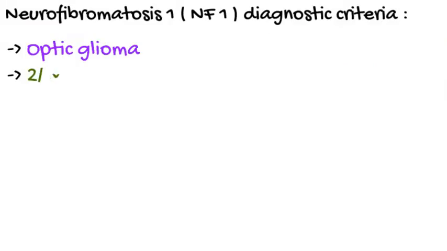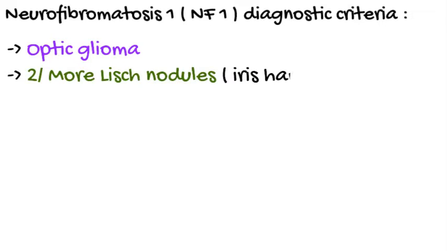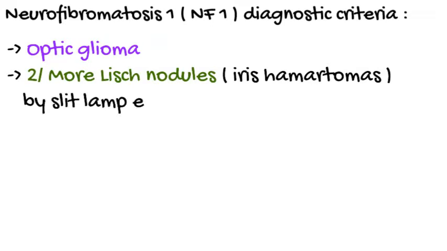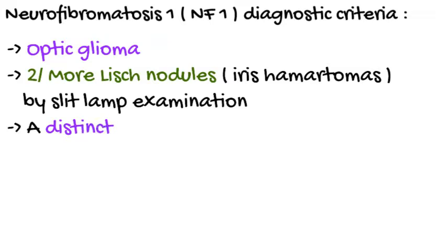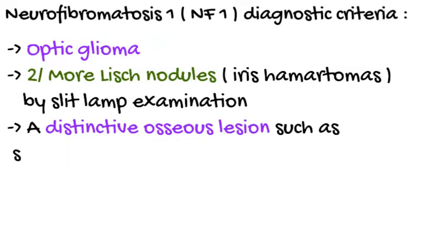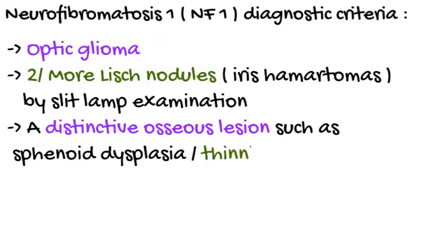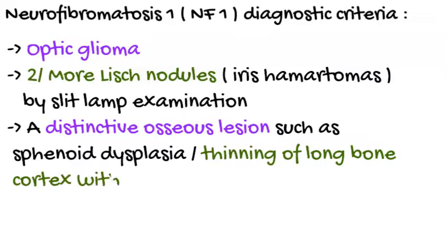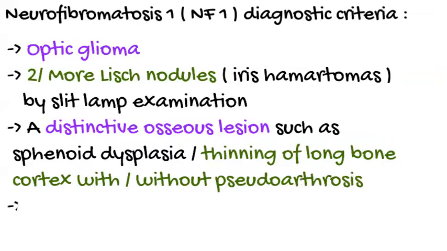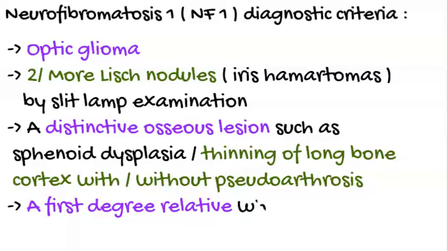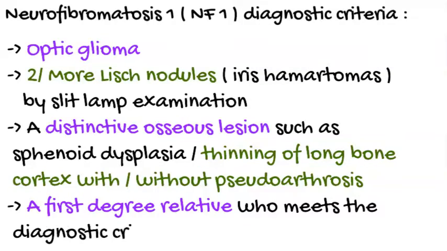Optic glioma. 2 or more Lisch nodules, iris hamartomas by slit lamp examination. A distinctive osseous lesion such as sphenoid dysplasia or thinning of long bone cortex with or without pseudarthrosis. A first-degree relative who meets the diagnostic criteria for NF1.